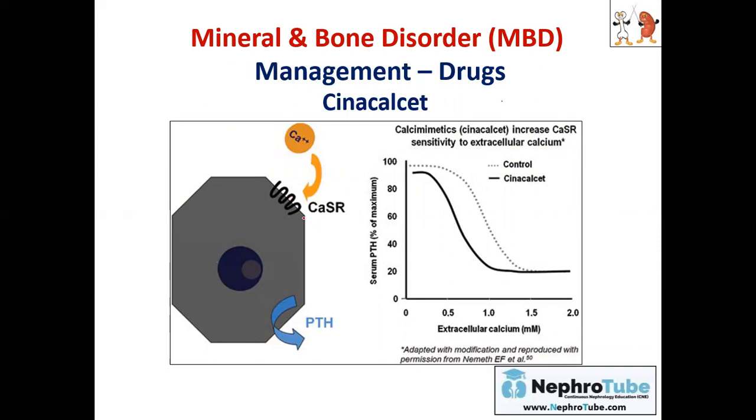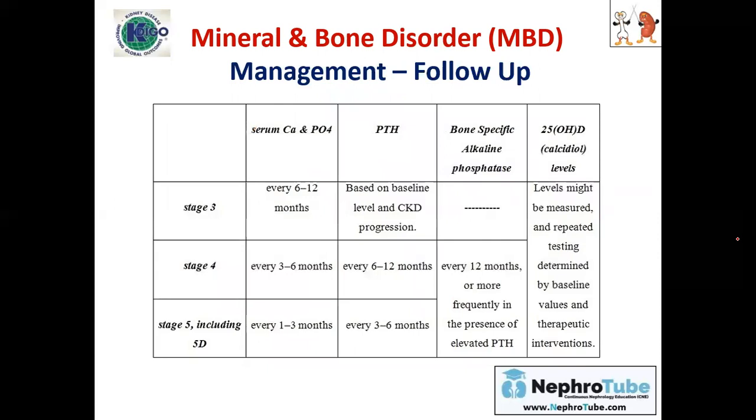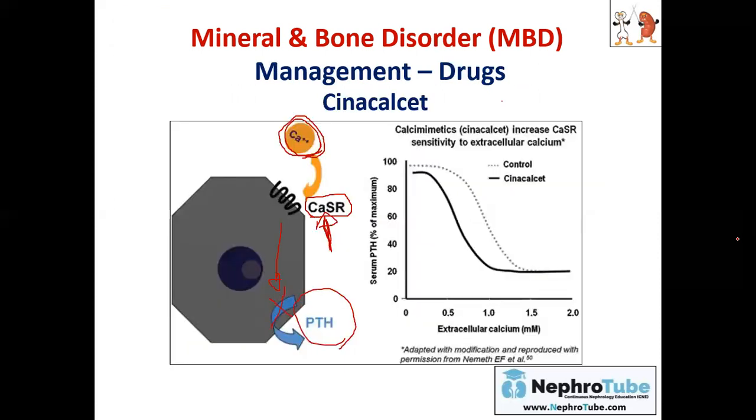On the parathyroid gland cell, you will find what is called the calcium sensing receptor. Cinacalcet increases the sensitivity of the calcium sensing receptor to calcium, which will cause negative feedback and decrease PTH level. So cinacalcet increases the sensitivity of the parathyroid gland to serum calcium, which will help to decrease the PTH level. Cinacalcet is important to be used in patients who have persistent hyperparathyroidism, especially in high levels of PTH.